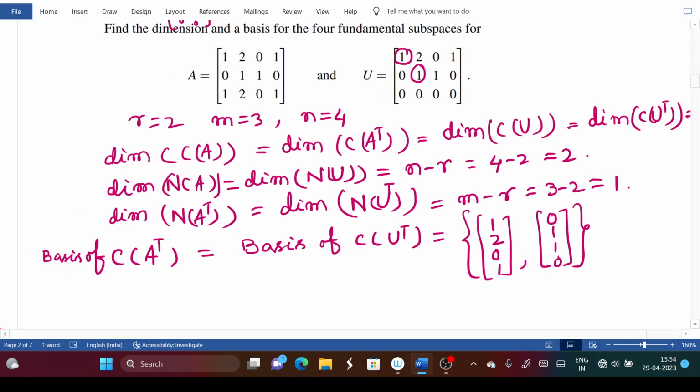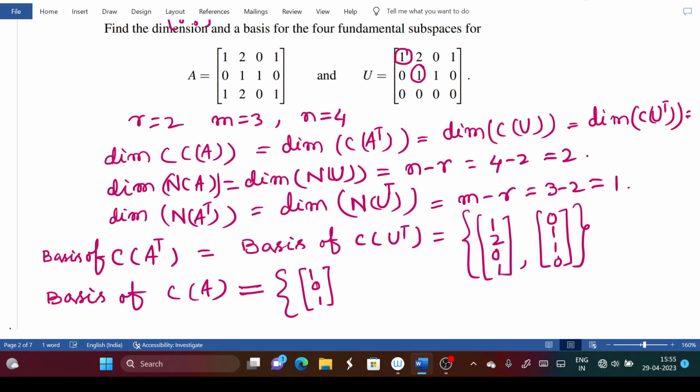Next is basis of column space of A. What is basis of C of A? First column of A and the second column of A. That is {1 0 1} and {2 1 2}.